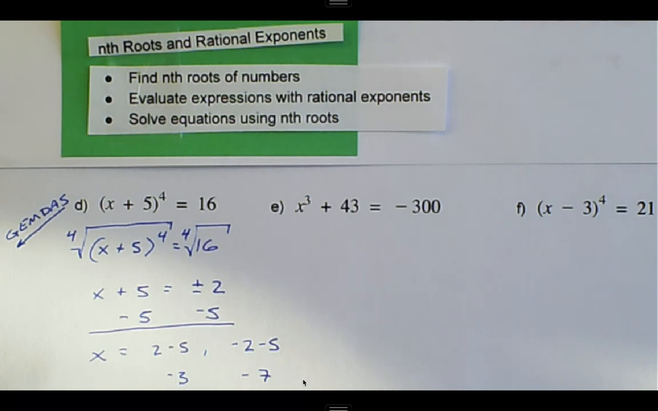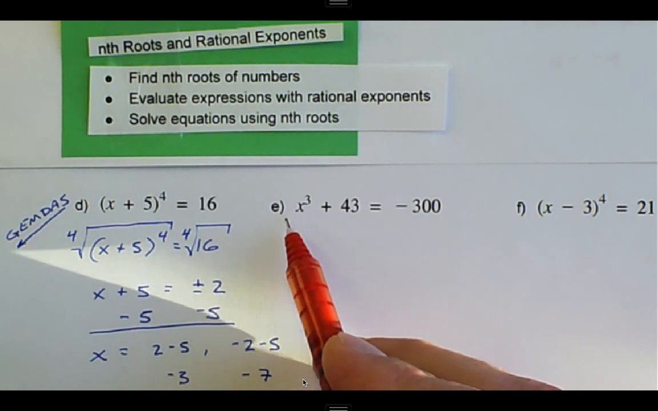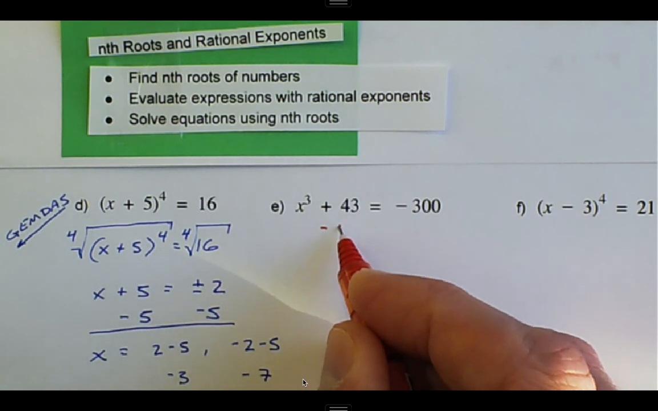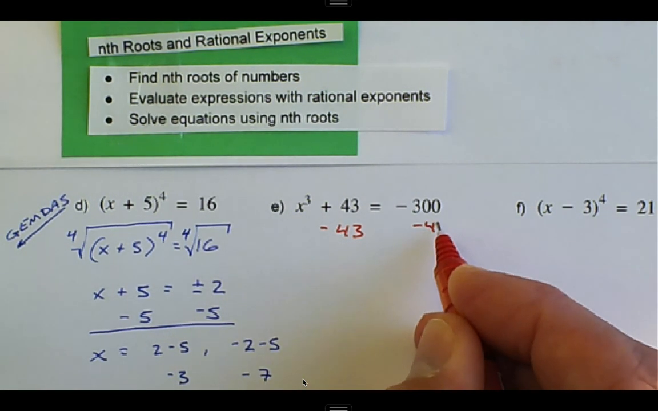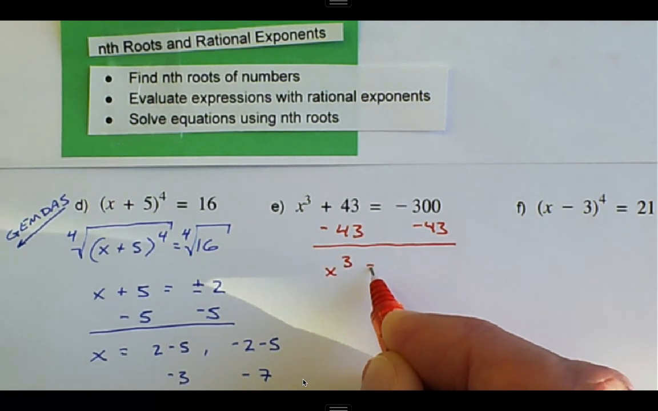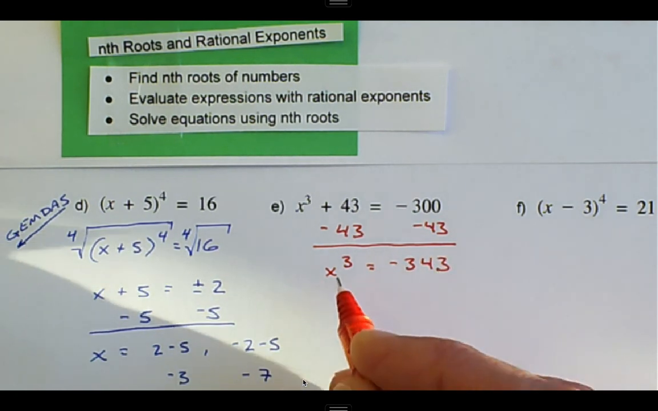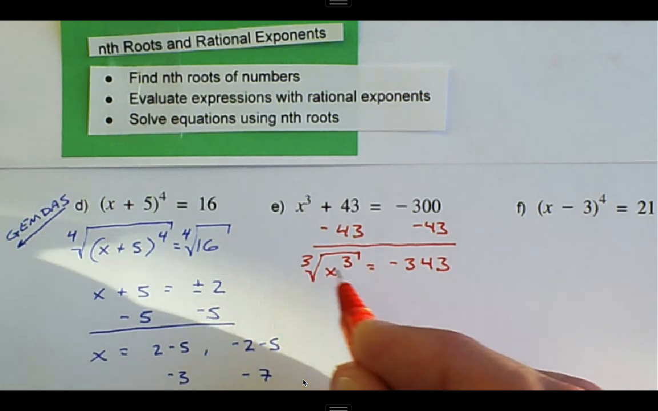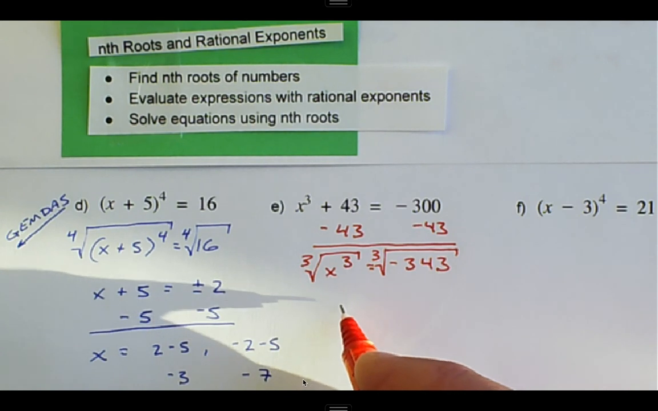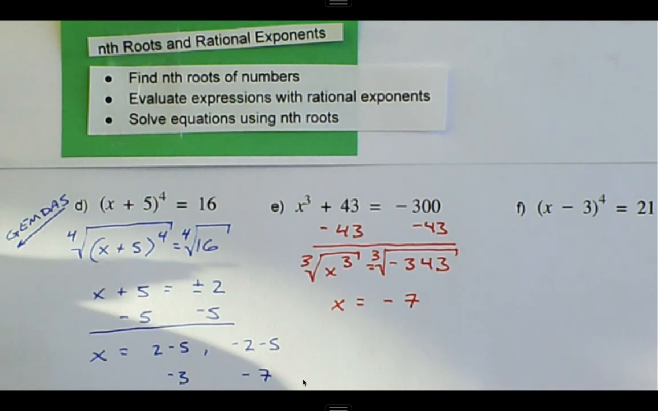Next one we come to, in this case, we don't have the operation inside the parentheses here, so we have to deal with the 43 first. So we can subtract 43 from both sides, and we get x cubed equals negative 343. And then we can take the third root of both sides, and that gives us x is equal to just negative 7 in this case.